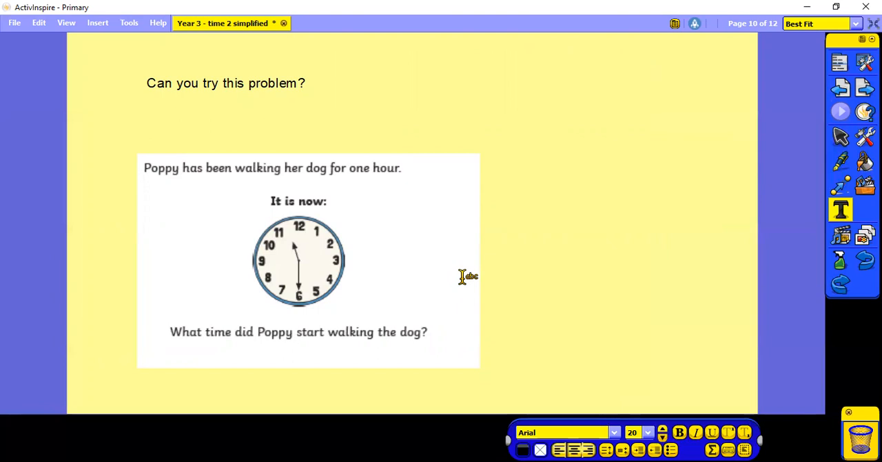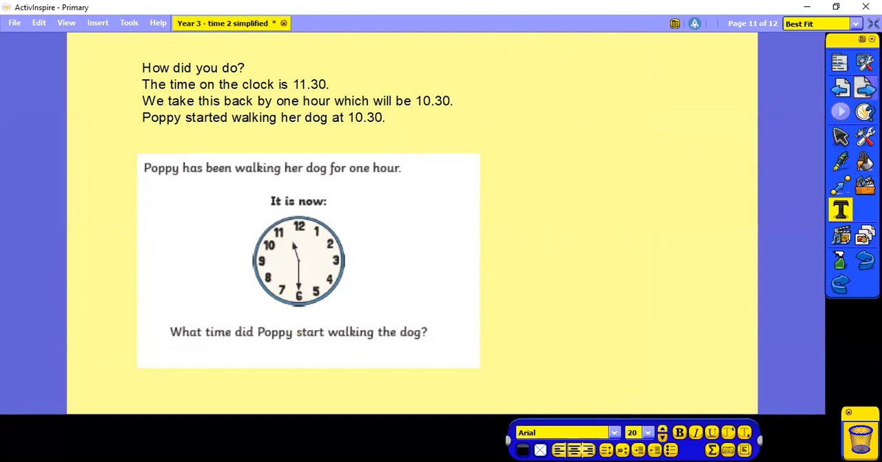Poppy has been walking her dog for an hour. It is now this time. What time did Poppy start walking the dog? Pause whilst you try. So how did you do? So Poppy, when she looked at that, had been walking her dog and it was 11:30. So what time did she start? So let's move back an hour. So if we take this back an hour, we're going to be at 10:30.